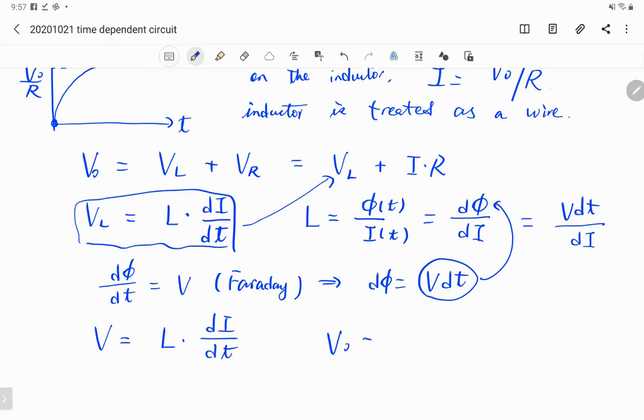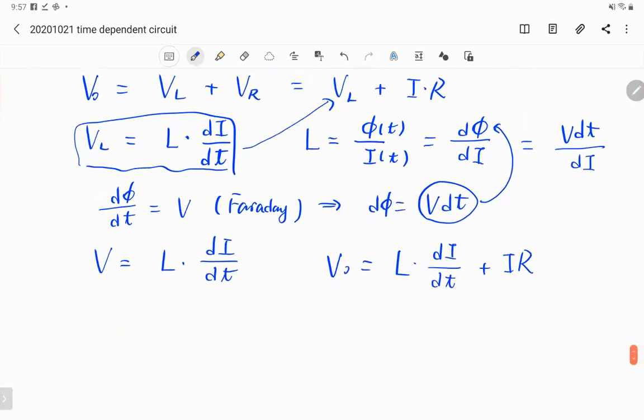Total voltage is equivalent to L times di/dt plus I R. This is the master equation in the LR circuit. This is also a differential equation, so we can solve it.